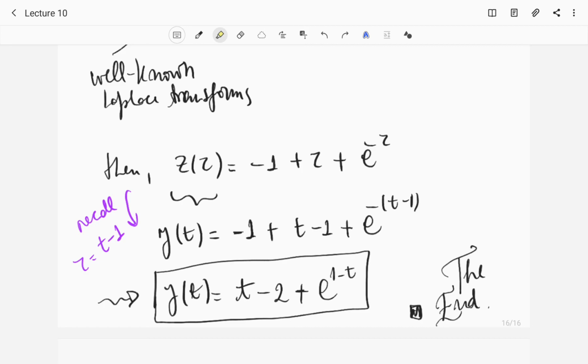And the last step is going back to the original variable t and the original function that we are looking for, which is y of t, just undoing this change of variables, as we see here in the last step.